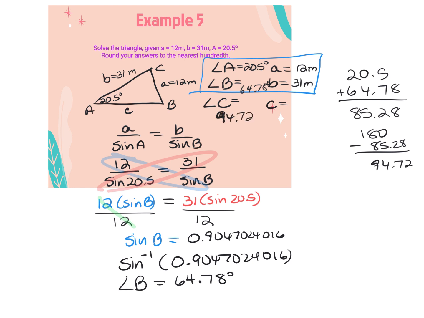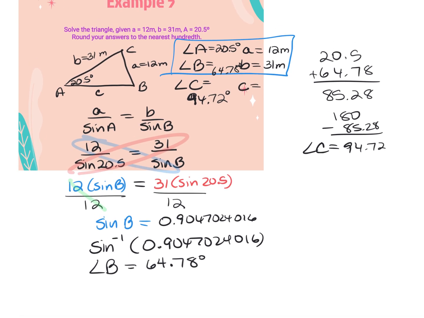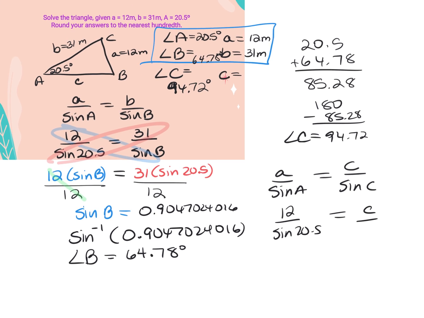So 94.72 degrees. Now I'm going to take this newly found angle C and do the law of sines, another proportion. So I'm going to be using the original given, the A stuff. So I'm going to do A over sine A. Now I'm looking for side C, so C over sine C. So 12 over the sine of 20.5 is equal to C over this newly found angle C, the 94.72. And I'm going to cross multiply.